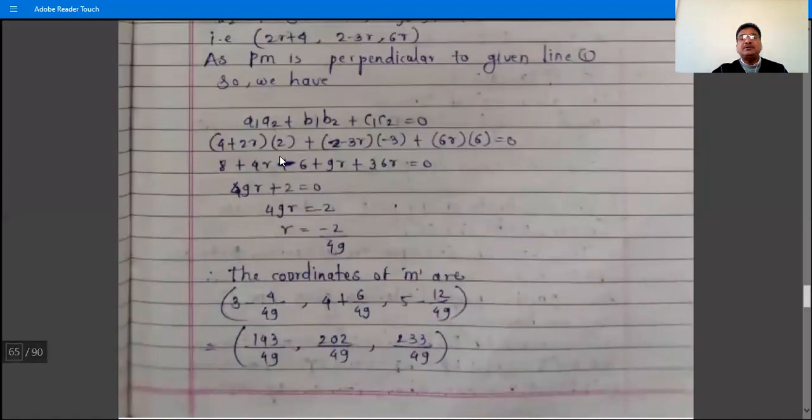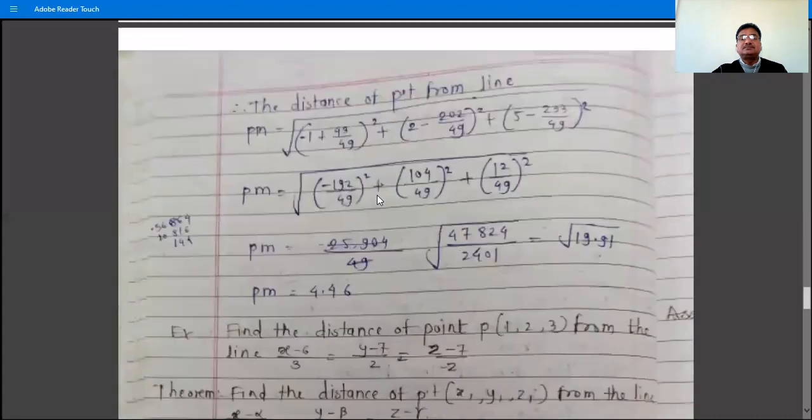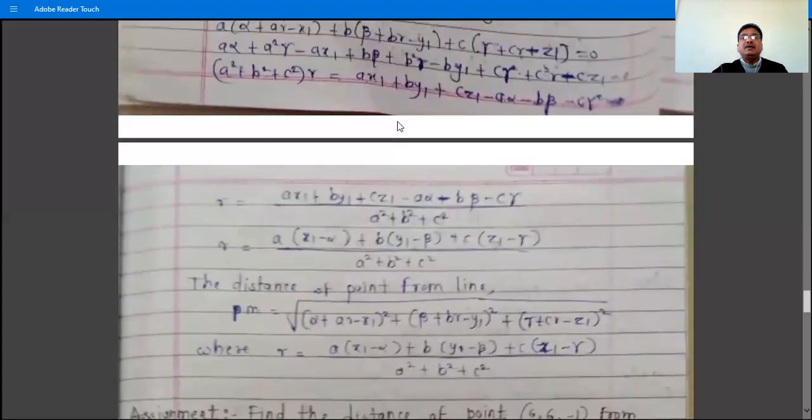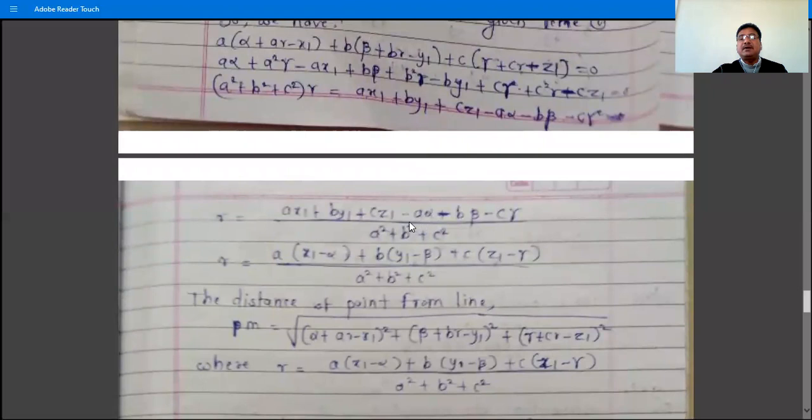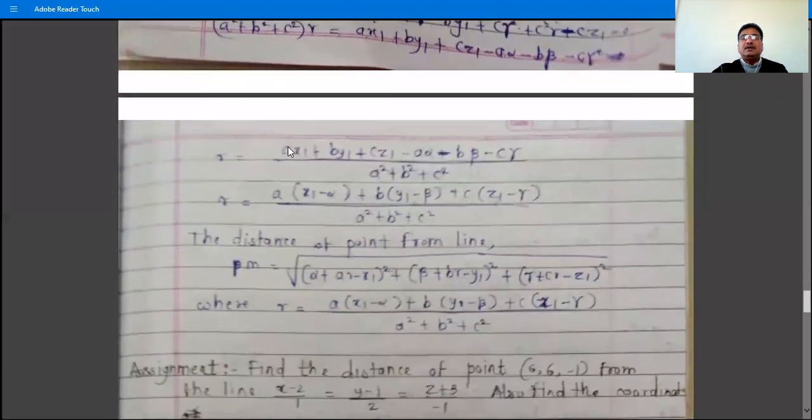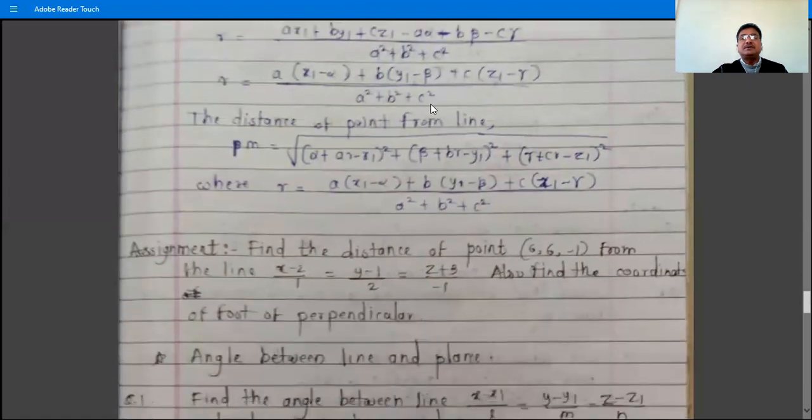Collect all the terms containing R, and shift the remaining terms to the RHS. So R is AX1 plus BY1 plus CZ1 minus A alpha minus B beta minus C gamma, divided by A square plus B square plus C square. This is the value of R. So R is A(x1 minus alpha) plus B(y1 minus beta) plus C(z1 minus gamma), divided by A square plus B square plus C square.